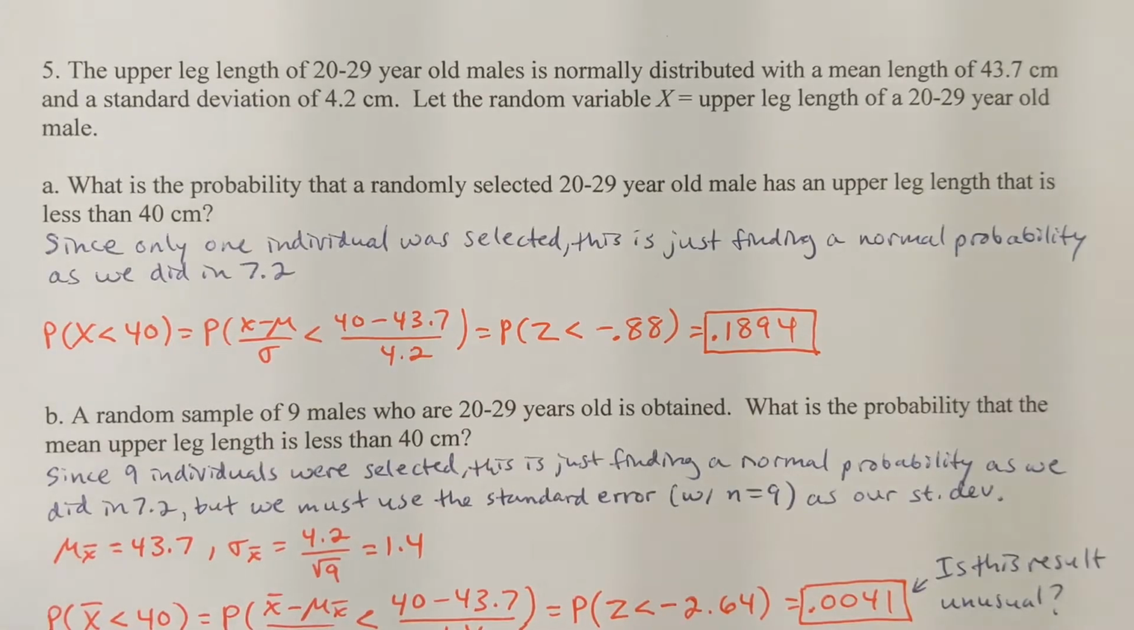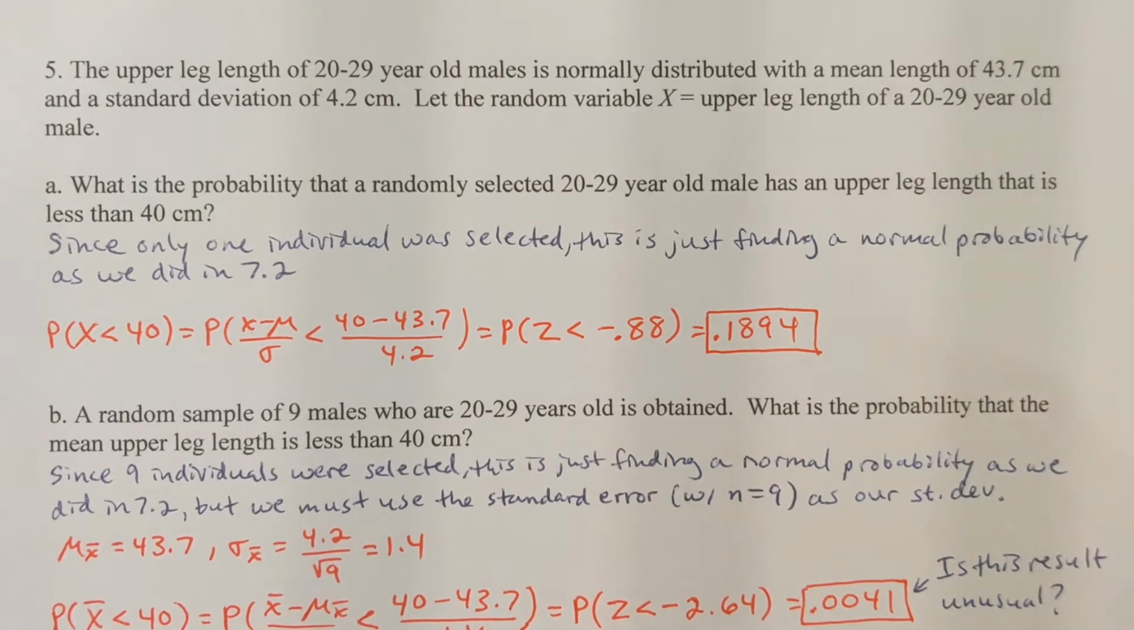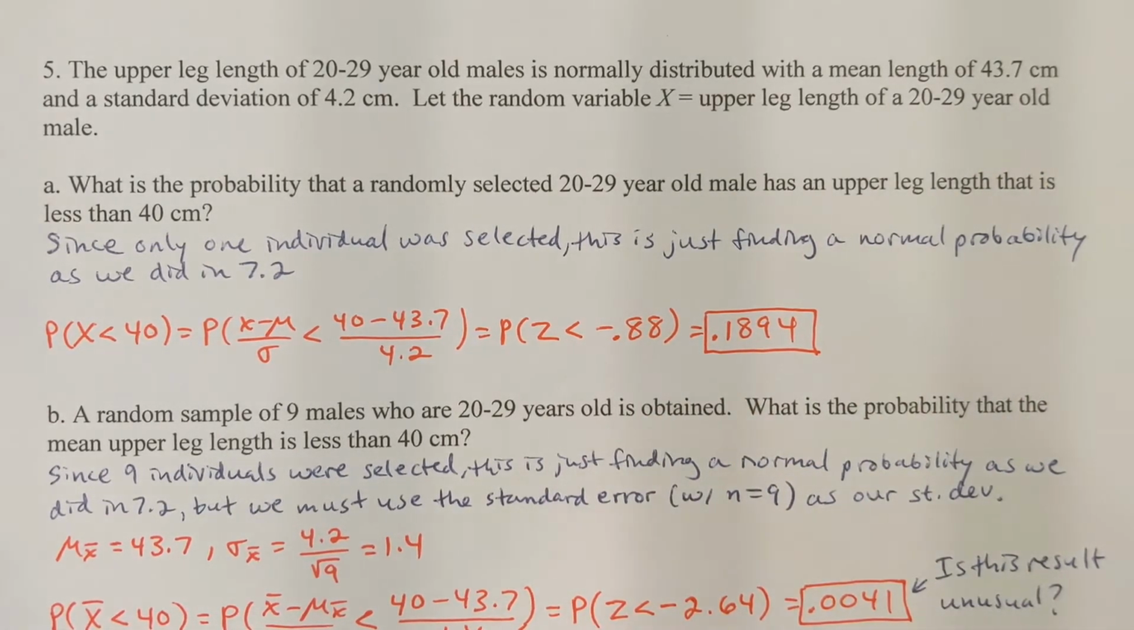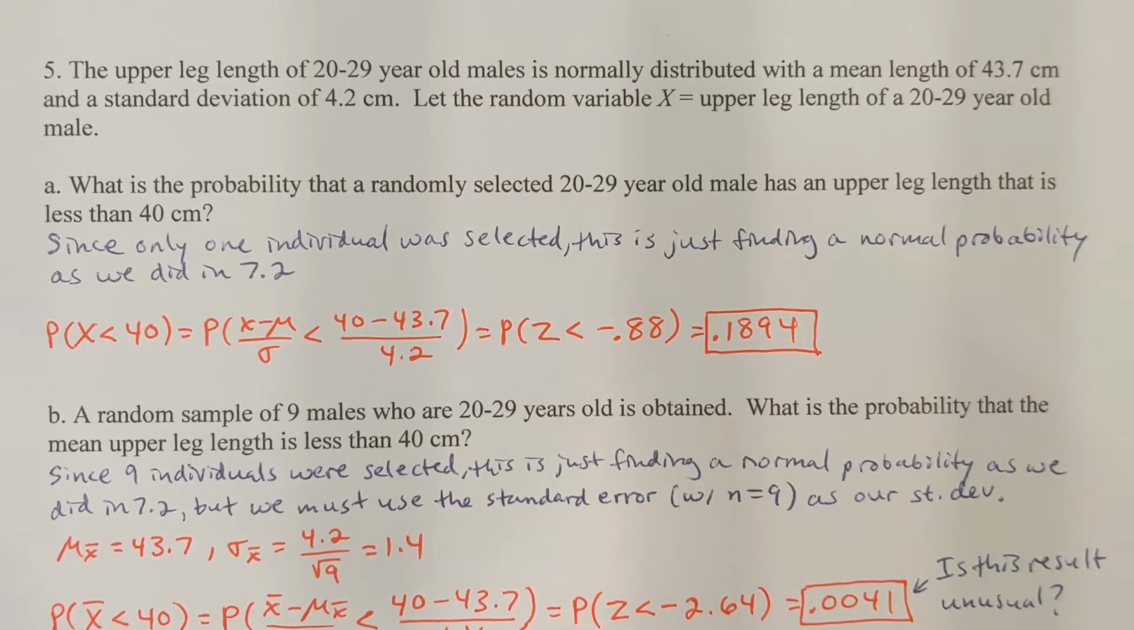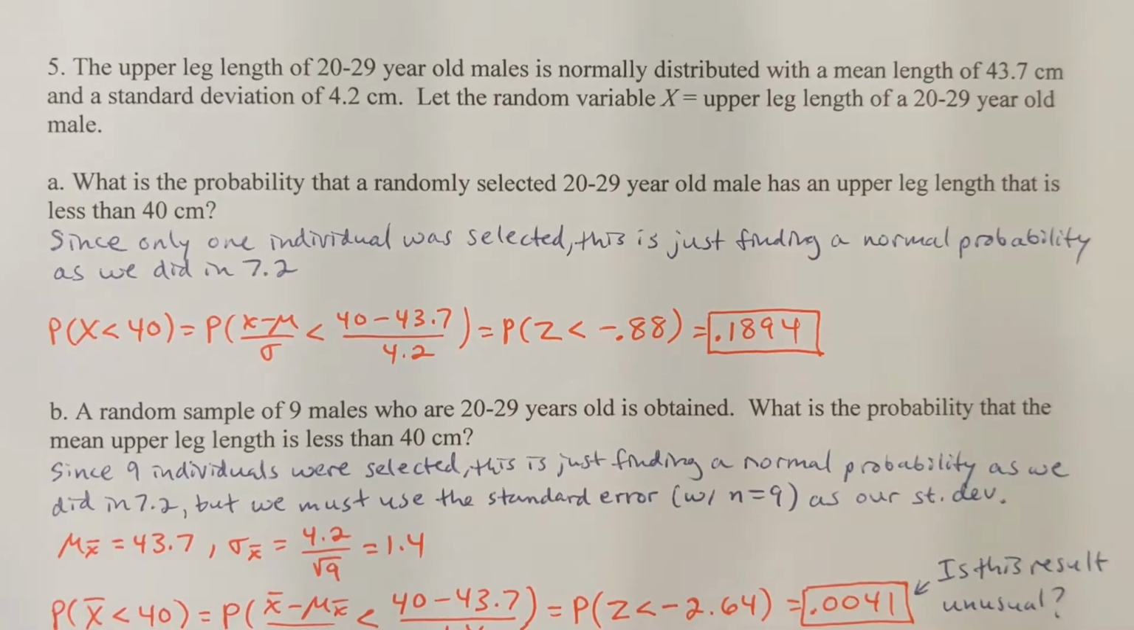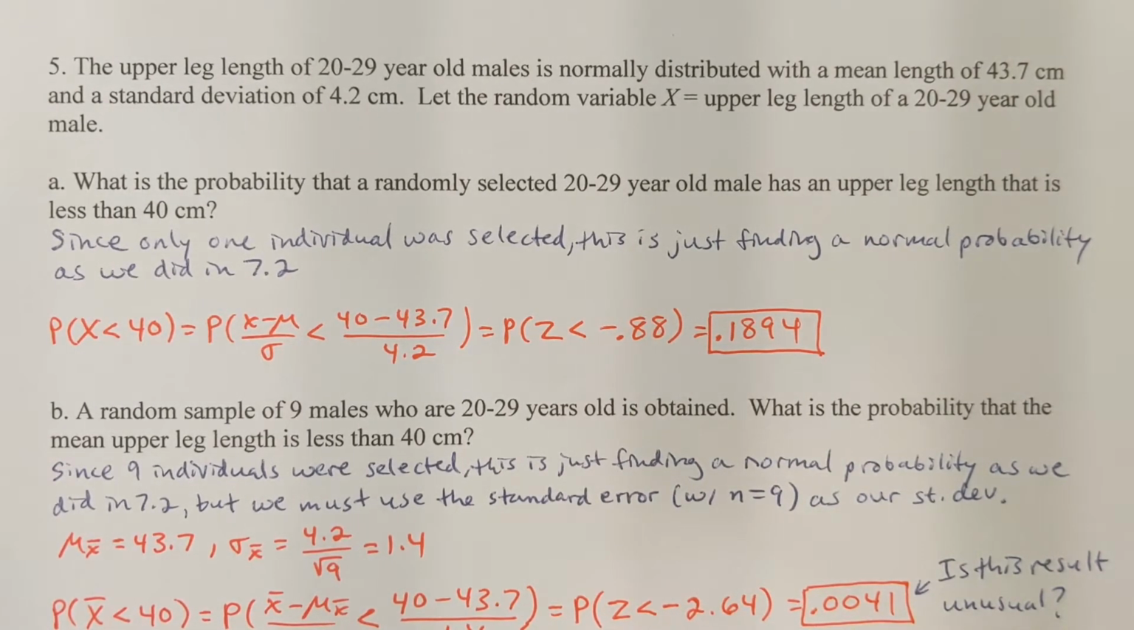Okay, so let's take a look at an example of this now. Problem 5 says the upper leg length of 20 to 29-year-old males is normally distributed with a mean length of 43.7 centimeters and a standard deviation of 4.2 centimeters. Let the random variable x represent the upper leg length of a 20 to 29-year-old male. Part A, what is the probability that a randomly selected 20 to 29-year-old male has an upper leg length that is less than 40 centimeters?